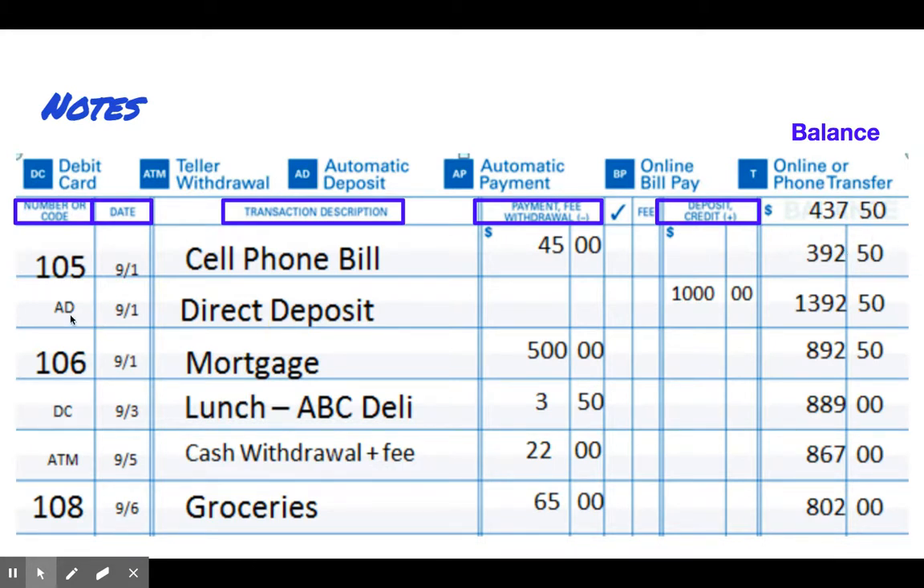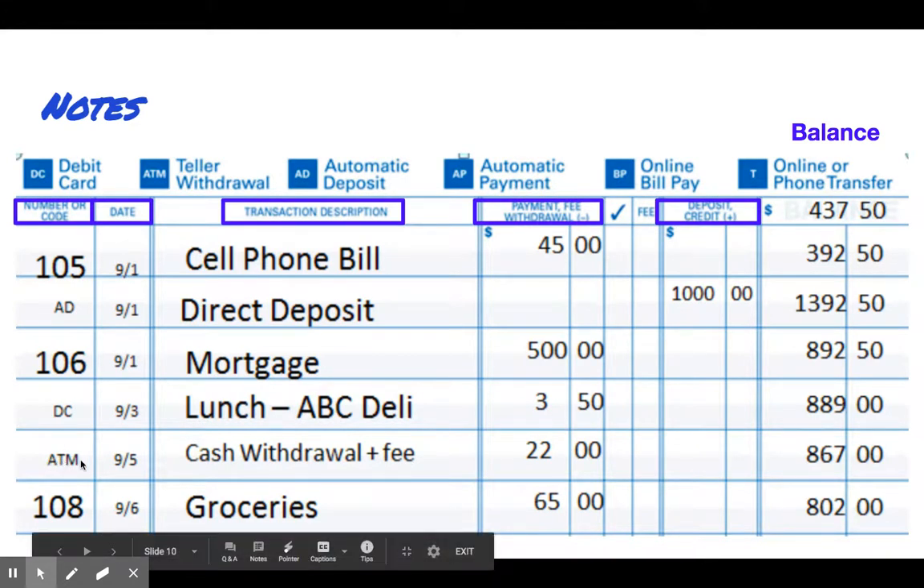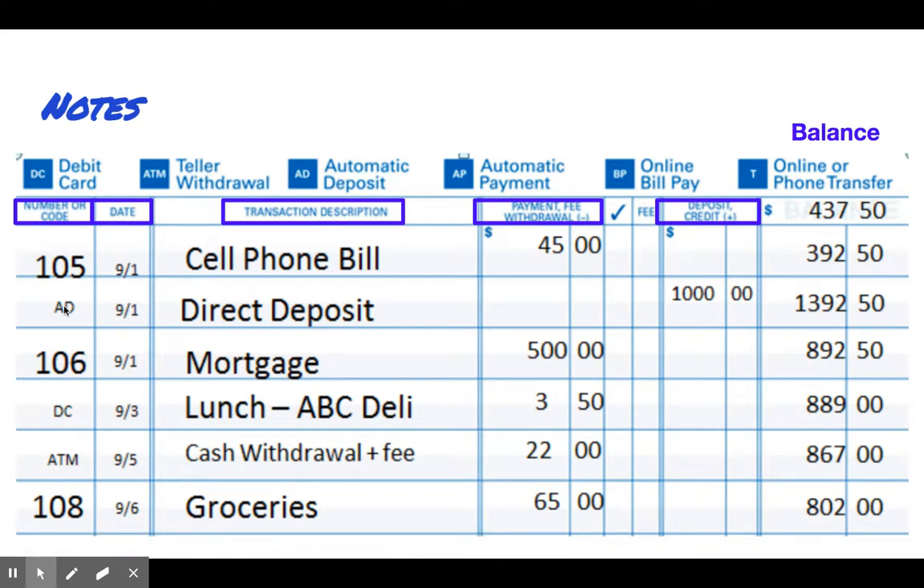We look at here. This did not have a check number, so they use little different codes. Like DC would stand for debit card, or ATM, they went to the ATM and pulled it out. The AD stands for auto debit. So on September 1st, they just put AD for auto debit. It was a direct deposit. Well, direct deposit is a payment to you. That's your paycheck. Direct deposits are how you get paid.